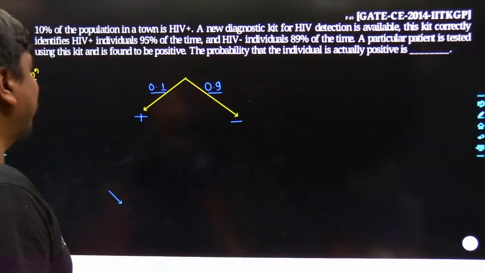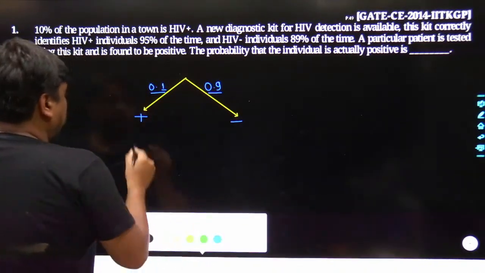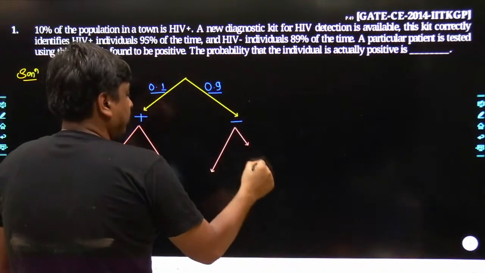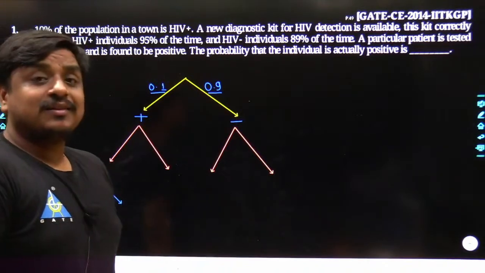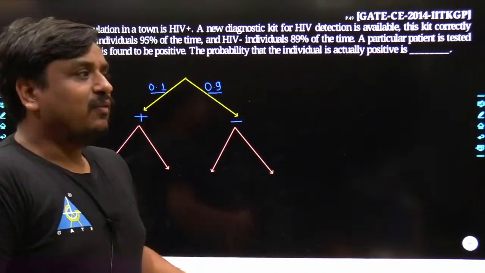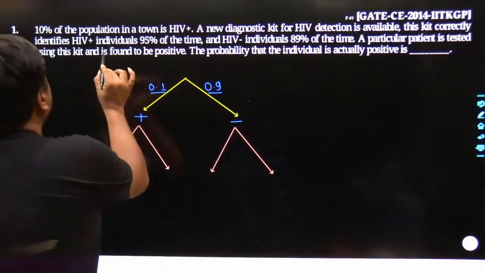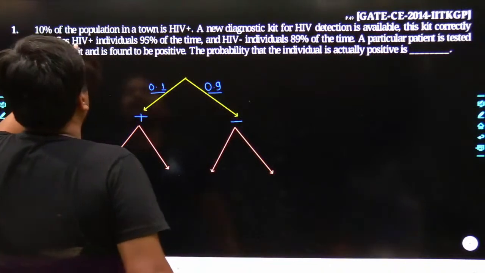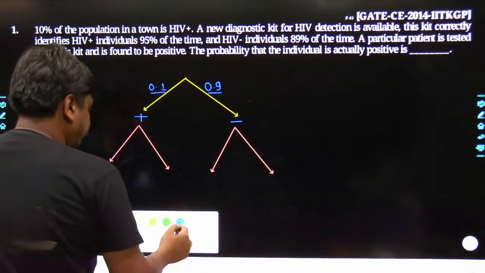Till this point, probably everything must be clear to all of us. What we are going to do afterwards, it is further bifurcated, because the person goes for testing and the testing itself has its own probability of whether it detects things in the proper way or not. It has been clearly said the kit correctly identifies HIV positive individuals 95% of the time. What does that mean?